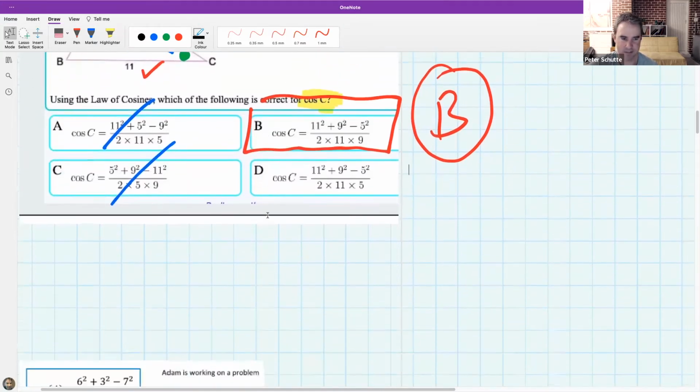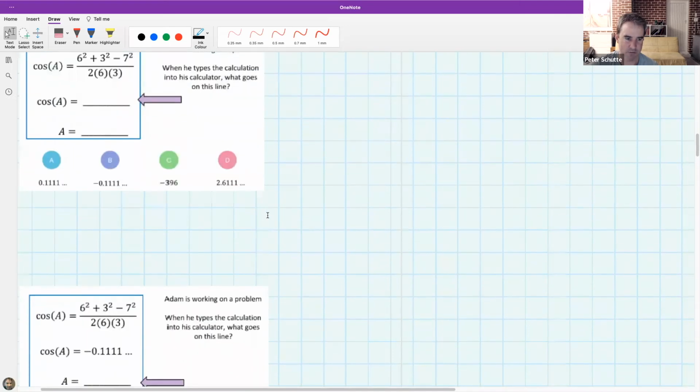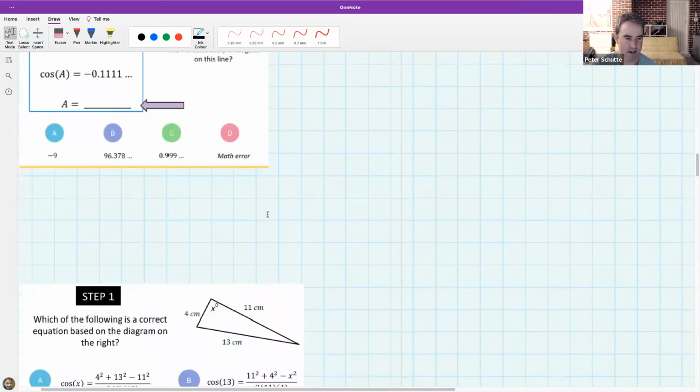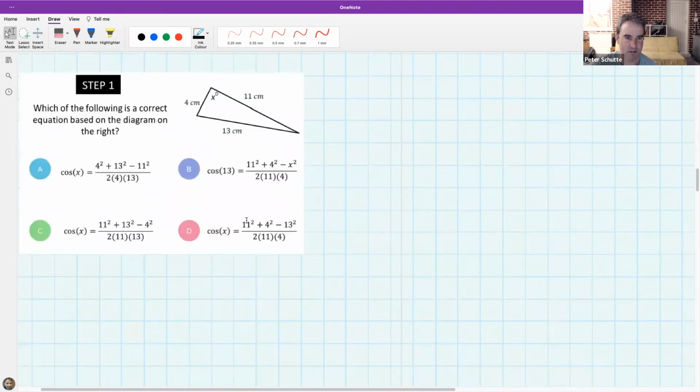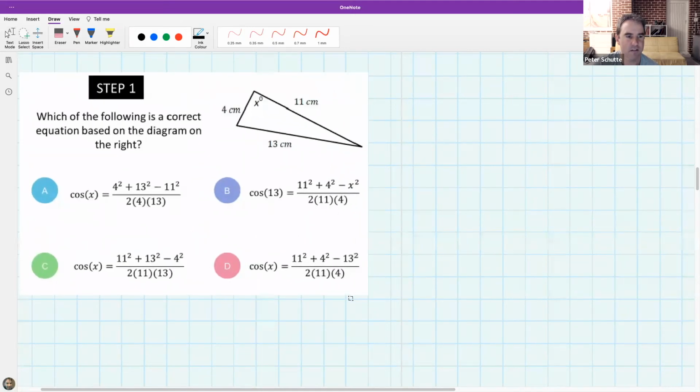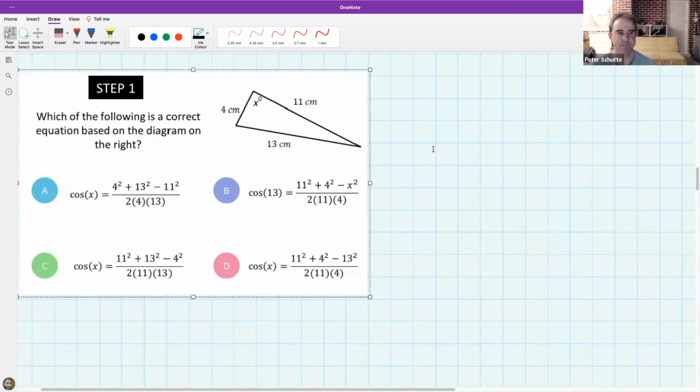Okay. Let's keep going. I think those are too easy for you, so I'm going to leave them out for now. Let's do one of these ones. Okay. Which of the following is the correct equation based on the diagram on the right? Take a moment to think about it. Sometimes these questions have a little tricks thrown in, so make sure you think through it pretty carefully.